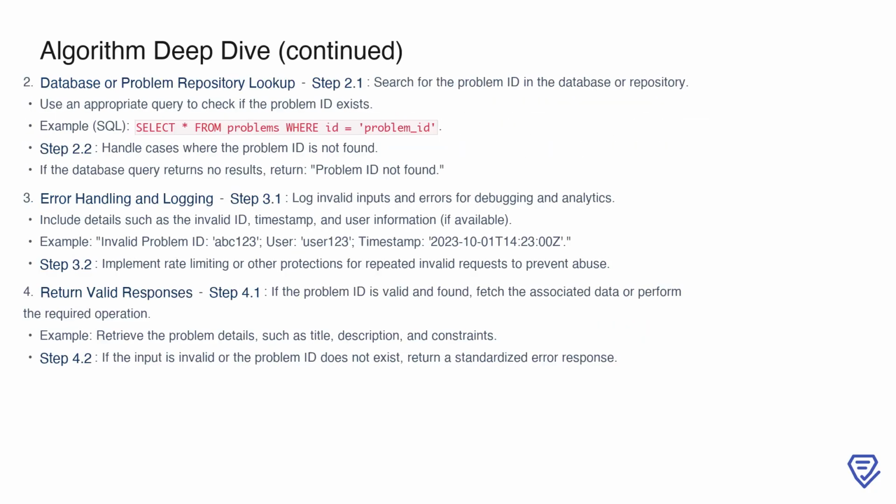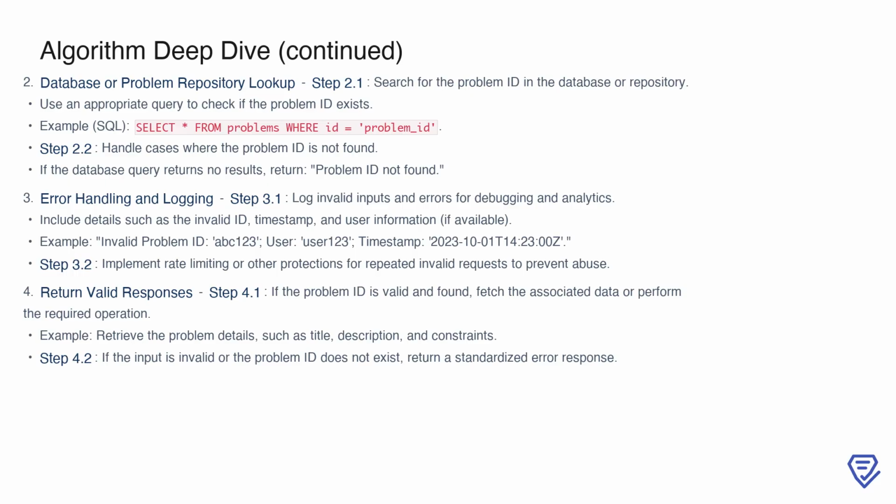Once the input has been validated, the next step is to check if the problem ID exists in the database or the problem repository. This involves querying the database with the given ID. For example, in SQL, a query like SELECT * FROM problems WHERE ID = problem_ID can be used. If the query returns no results, the system should respond with a clear message such as, "Problem ID not found." This ensures users are aware that the ID doesn't exist in the system.